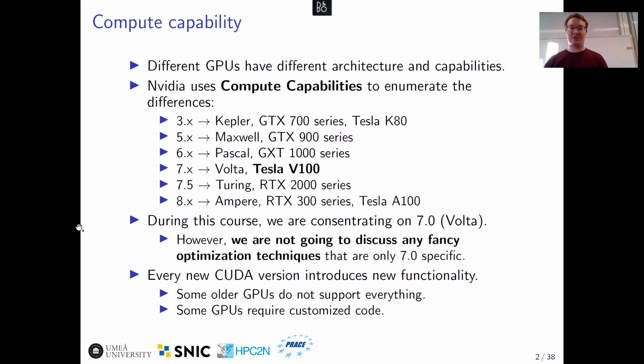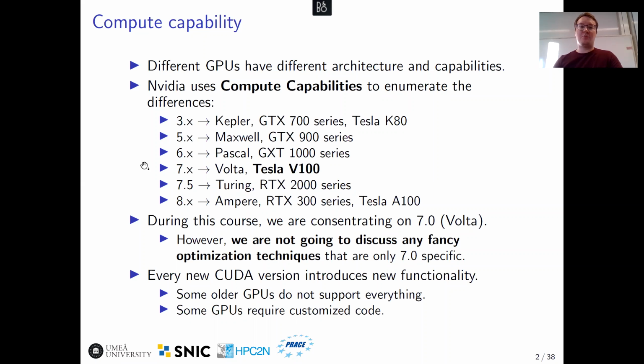So first thing I have to mention is the compute capability. Different GPUs can have a very different architecture in them, and they can also have different kinds of capabilities. For example, some older GPUs do not have the tensor cores, and some newer NVIDIA GPUs have the tensor cores. So if you are writing code for these GPUs, you must know what type of GPU you are working on at the moment. And NVIDIA uses something called compute capability to enumerate the capabilities and architecture of the GPU.